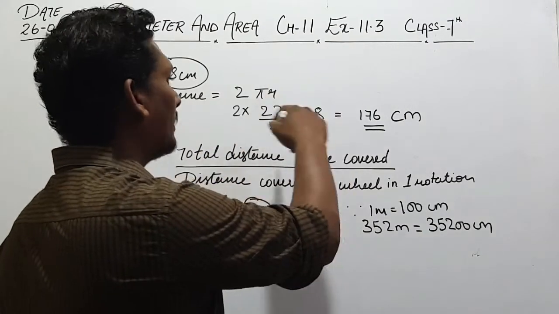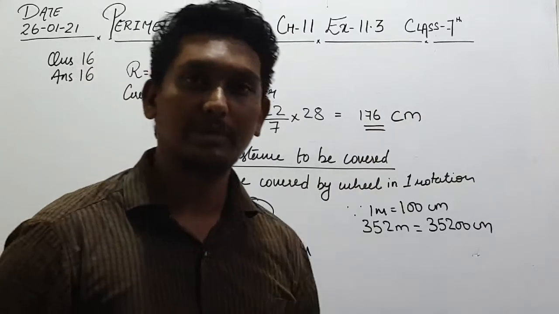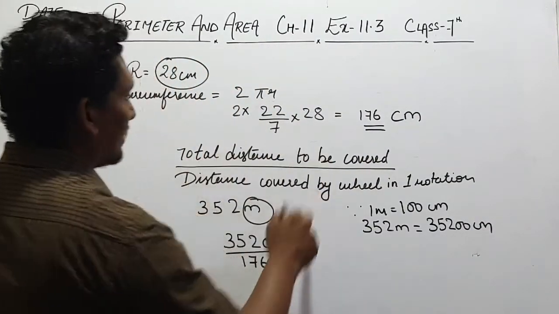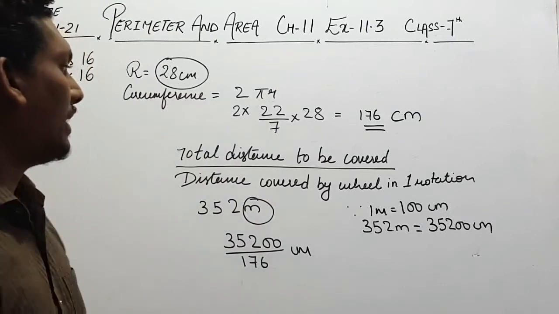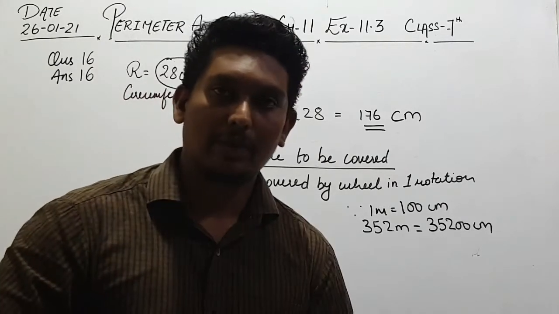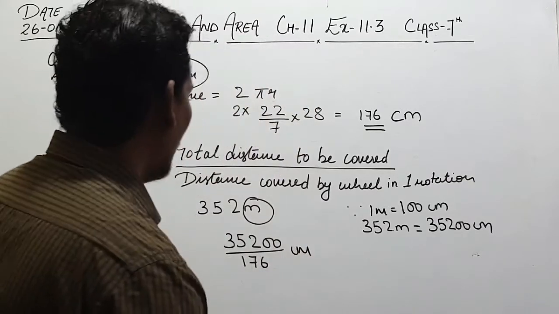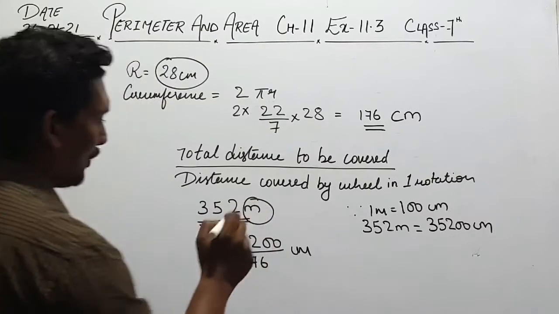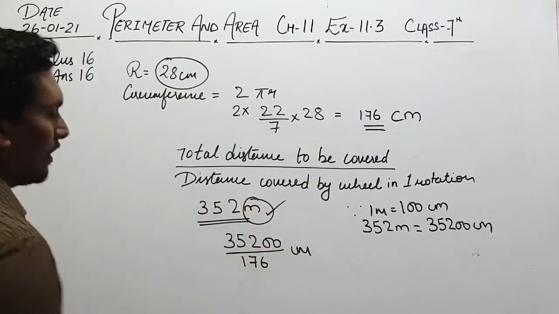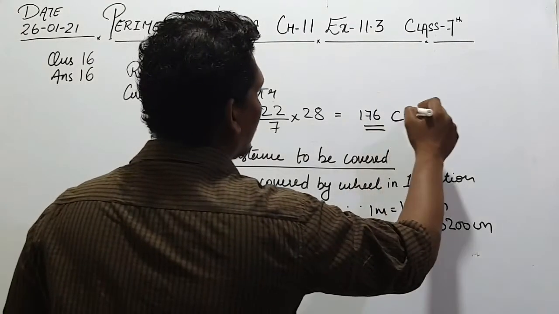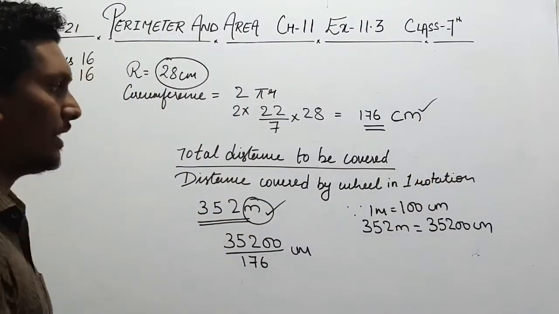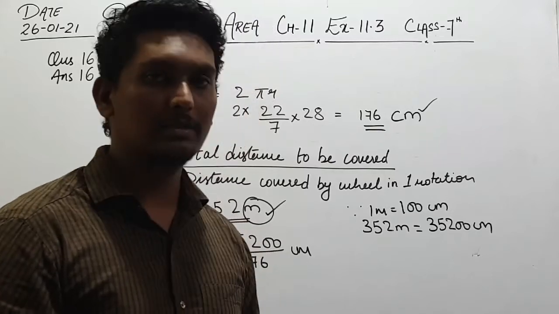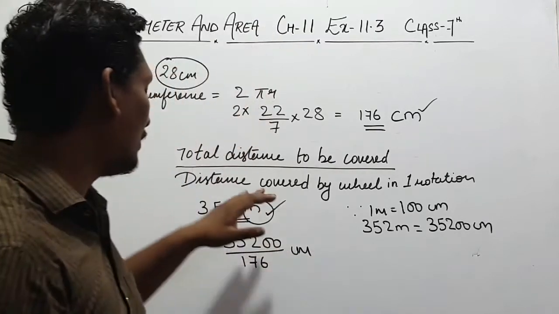When you solve this, you will get the answer 176 centimeter, right? So we have to find the total distance to be covered upon the distance covered by the wheel in one rotation. For finding this, one problem is here. This is 352 meter and this is 176 centimeter, right? So we have to convert this meter into centimeter here. This is the only thing we have to do in this question.